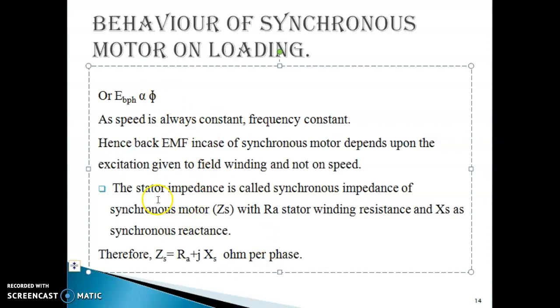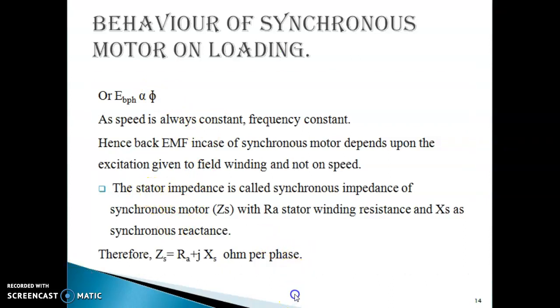Now in case of a synchronous motor, the stator impedance is called the synchronous impedance and it is denoted by Zs, where Ra is the stator winding resistance and Xs is the synchronous reactance. So Zs is given by Ra + jXs ohm per phase.